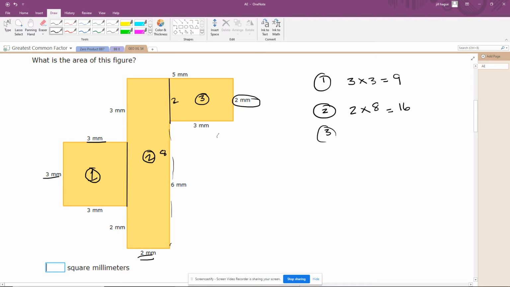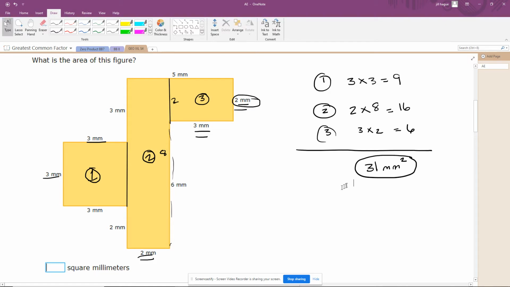And then shape 3, we know is a 3 by 2 rectangle, right? We have one side is 3, the other side is 2. All right, and we have a 3 by 2 rectangle, which is equal to 6. We add them all up. We get 9 and 16 is 25, plus 6 is 31 square millimeters, or 31 millimeters squared. And that would be your answer. Okay, so that's a pretty straightforward one.